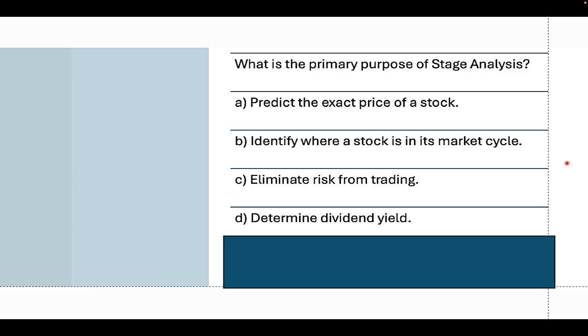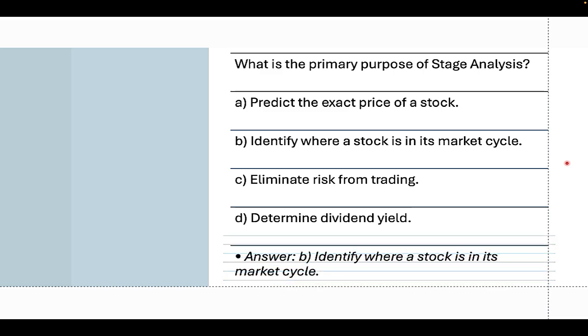So, next question is, what is the primary purpose of stage analysis? Option one is predict the exact price of a stock, identify where the stock is in its market cycle, eliminate risk from trading, or determine dividend yield. So, what is the correct answer? The correct answer is identifying where the stock is in its market cycle.